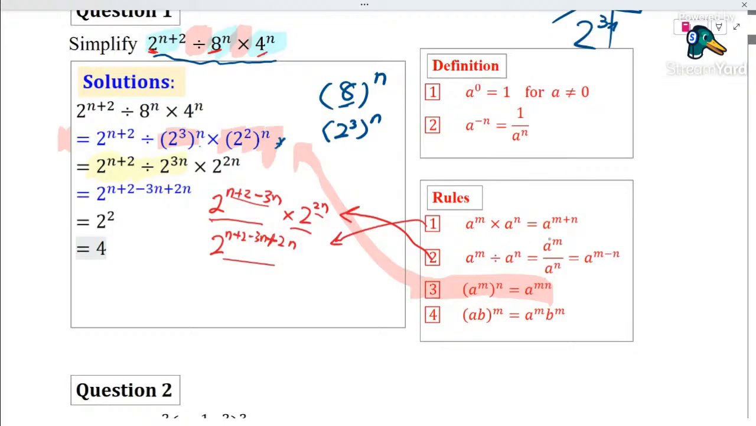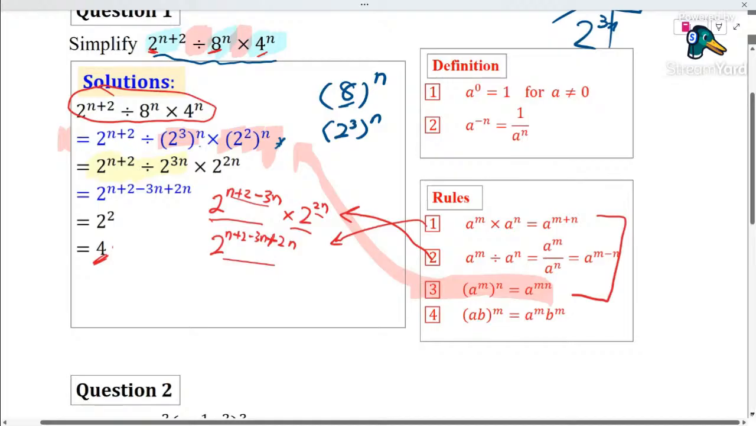From these examples here, we have applied these 3 rules to help us solve the questions, to simplify the answer. Initially, it looks as complicated as this, but the actual fact is that this is just equal to 4. So this is the idea of simplify. From a complicated form, we make it into a much simpler form. Go on.